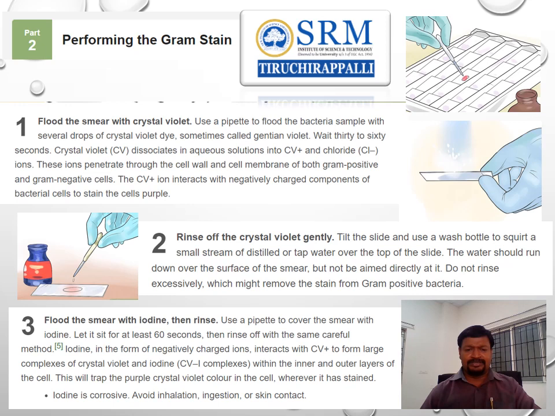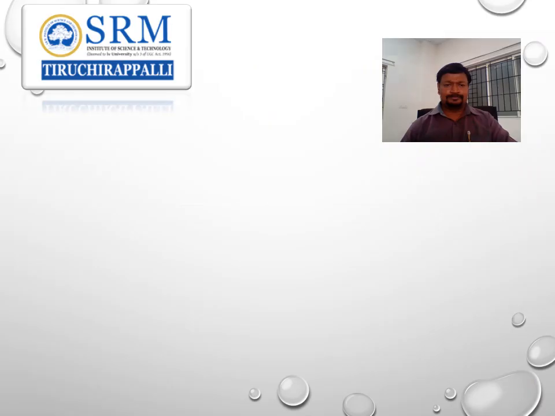The iodine forms negatively charged ions that interact with the positive crystal violet to form a large complex of crystal violet and iodine in the inner and outer layers of the cell. This will trap the purple crystal violet color in the cell. It can stain. The iodine is corrosive. Avoid inhalation, ingestion or skin contact. Be very cautious and use the iodine solution very carefully.